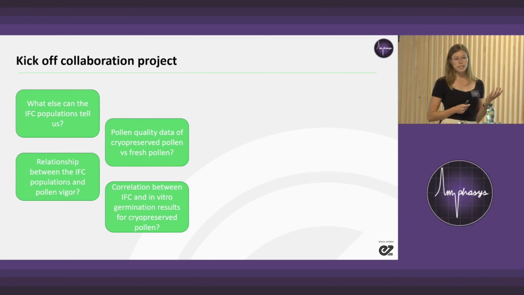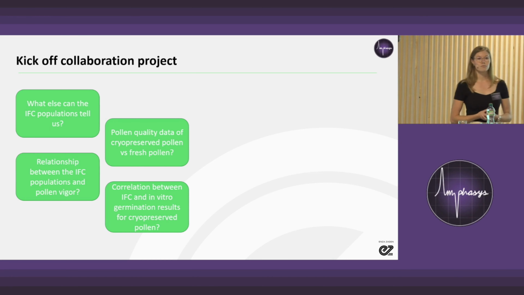We were wondering what else do these populations that we see when we do an Amphasys analysis, what else can they tell us? And can we relate this data to germination data or pollen vigor? And then especially for cryopreserved pollen. As we heard also this morning by Mike and Jan, this is important, and cryopreserved pollen is a quite common practice for breeding companies, especially for the Solanaceae crops.